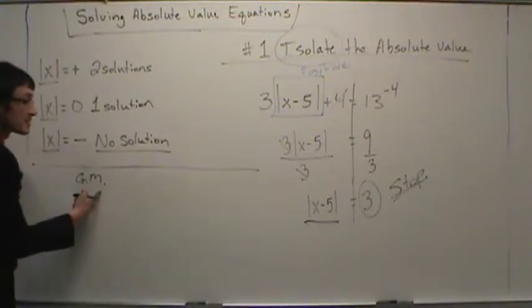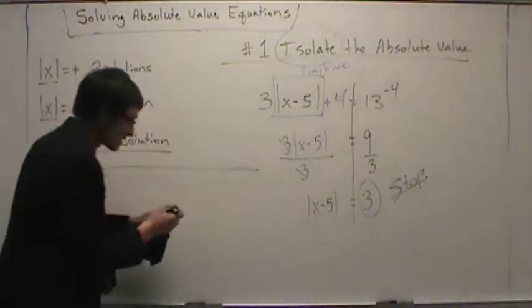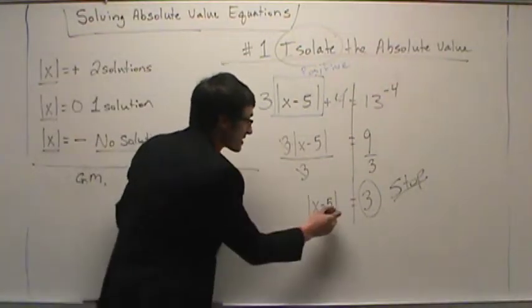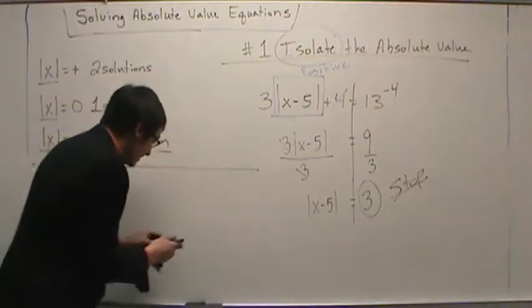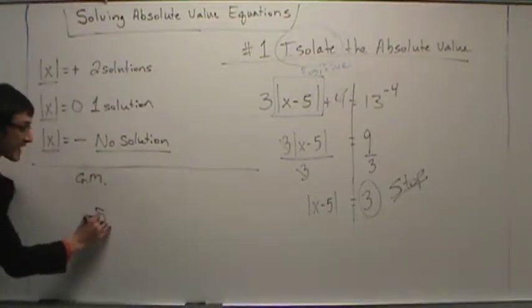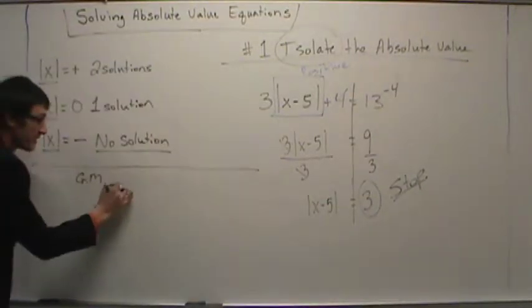Geometric method says we have to find the center. Looking over here at our equation, to find our center, we look at what's inside, the negative 5. So remember, this is our center. Negative 5 is our center, and we're going to have what? Opposite of negative 5 is 5, and our distance either way is the number out here, so distance either way is 3.